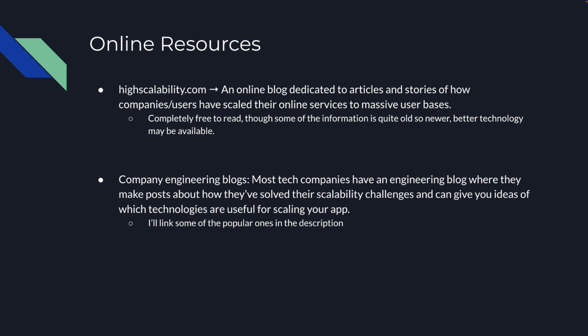The second resource here is just going to be company engineering blogs. Most big tech companies are going to have an engineering blog where they, again, make posts about how they've solved their scalability challenges. And this can give you ideas of which technologies are useful for scaling your application. I'll link some of the popular ones in the description, but Google has a blog, Facebook has a blog, Twitter has a blog. I think who else has one? Netflix has a blog. There's tons of big companies which basically talk about their scaling challenges and what technologies and approaches they used. So definitely use those.